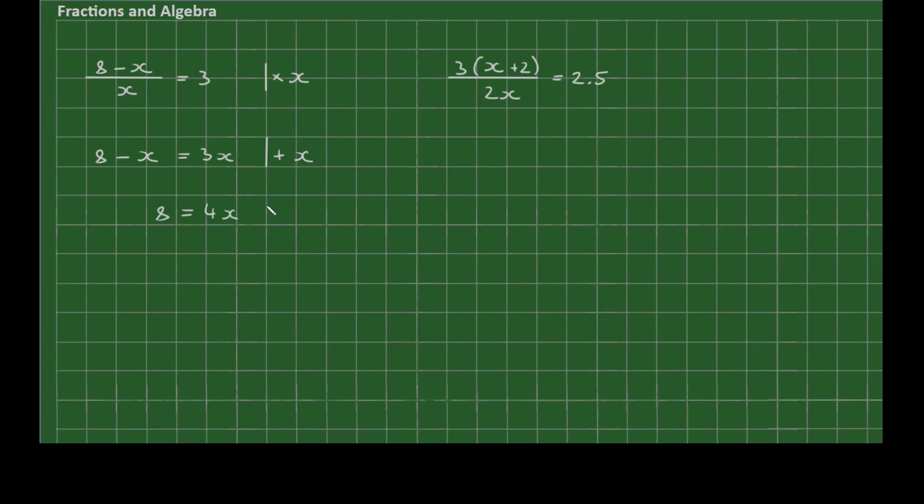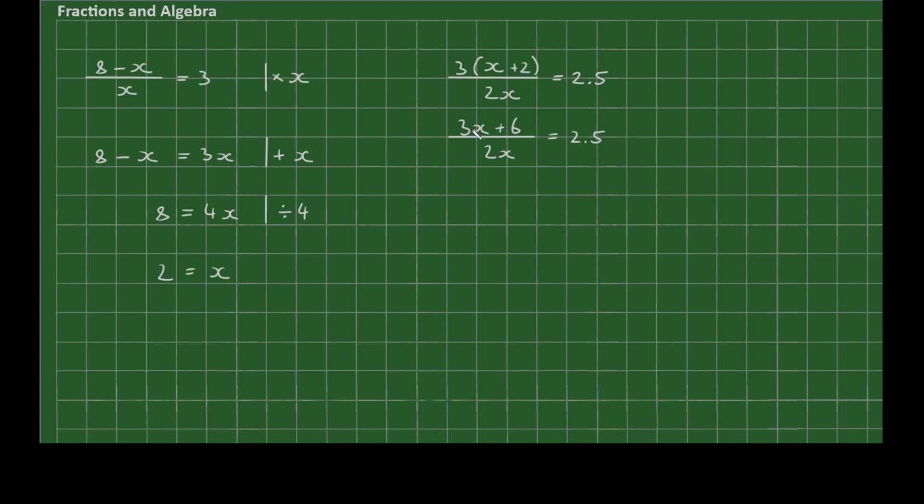And now the final step is to transpose the 4 by division. 8 divided by 4 is 2, and 4x divided by 4 is x. Let me take a look at the horror on the right. Before transposing, I'm going to deal with this bracket on the top. Above the line I have 3 multiplied by x, that is 3x, and then 3 multiplied by positive 2, that is positive 6. I haven't done anything to the 2x below the line, and I haven't done anything to the 2.5 on the right. I'm going to investigate my terms.